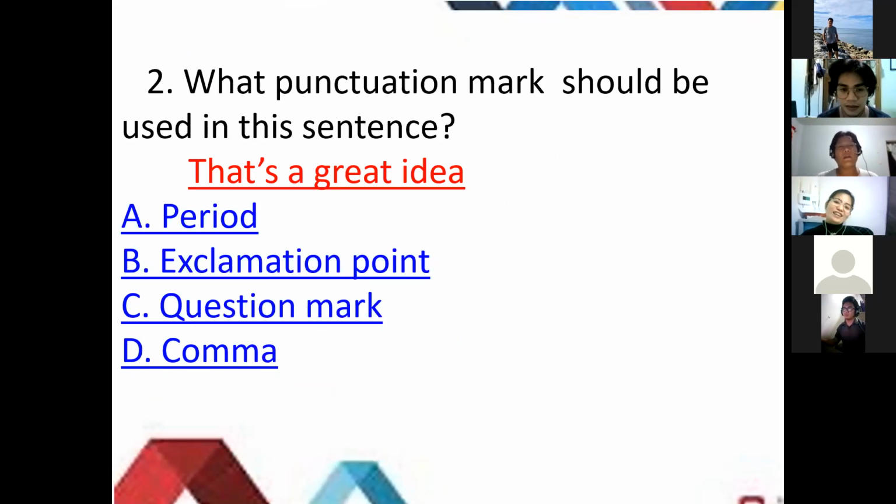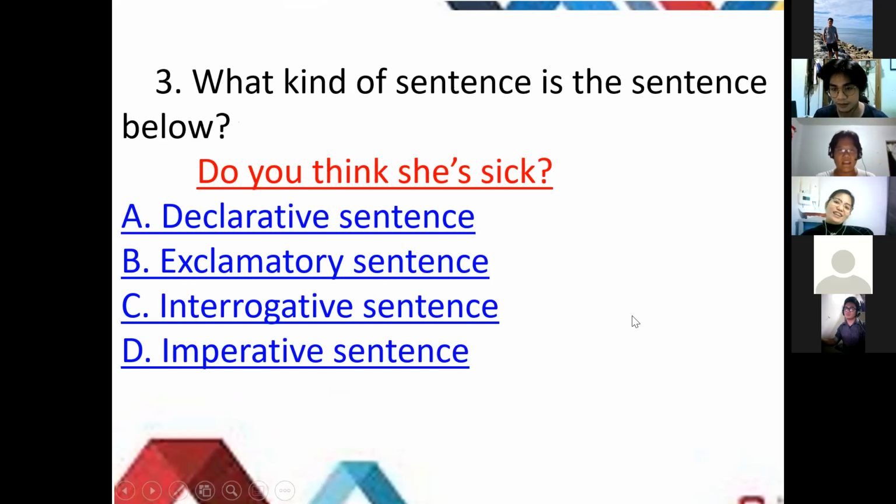Okay, so number two, what punctuation mark should be used in this sentence? That's a great idea. So what would the punctuation mark be? D, sir. Exclamation point. Okay, it should be an exclamation point. So another number here. What kind of sentence is the sentence below? Do you think she is sick? Can anybody answer that? The answer is C, an interrogative sentence.